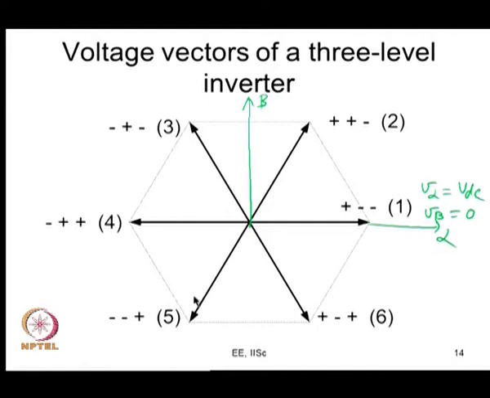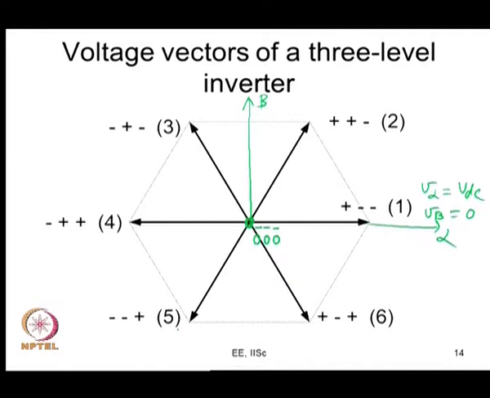Now, if you look at other states, for example, let us say we have a state minus minus minus. What does it mean? In all the 3 legs, the bottom 2 devices are on. That means the line to line voltages are 0, the line to neutral voltages on the load are 0, therefore V alpha, V beta are 0. I am showing it by a circle. This is a null vector. The same situation is obtained even when you do 0 0 0.